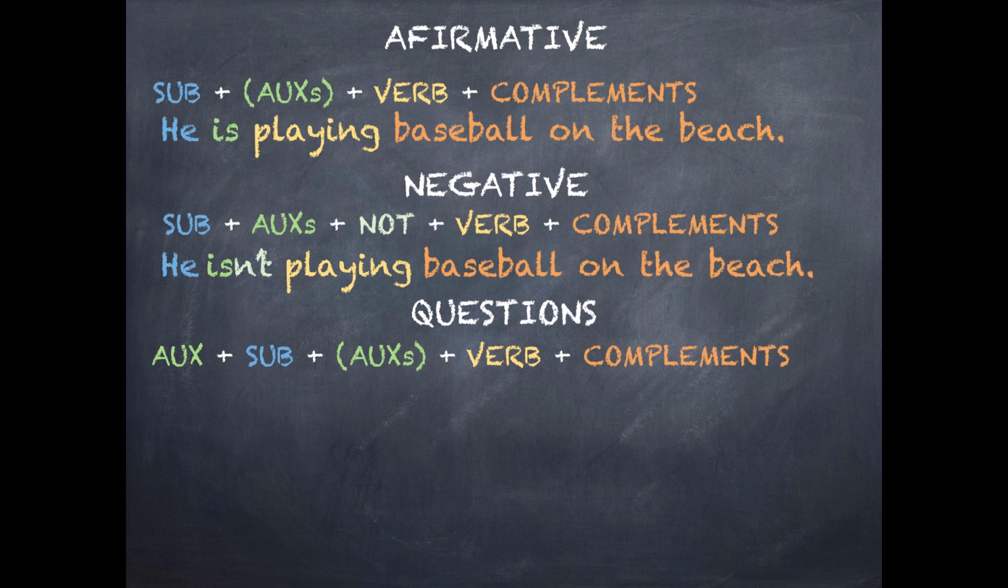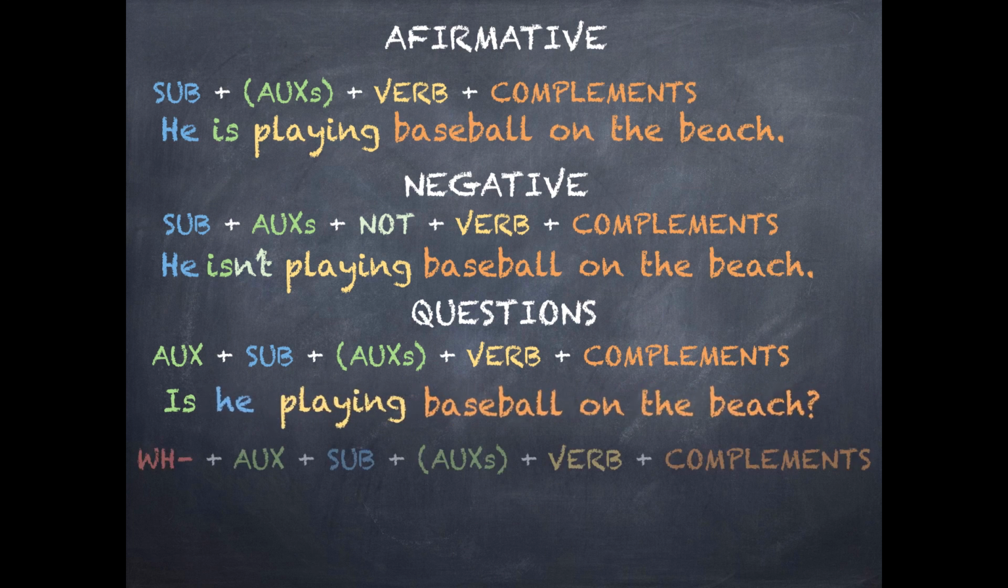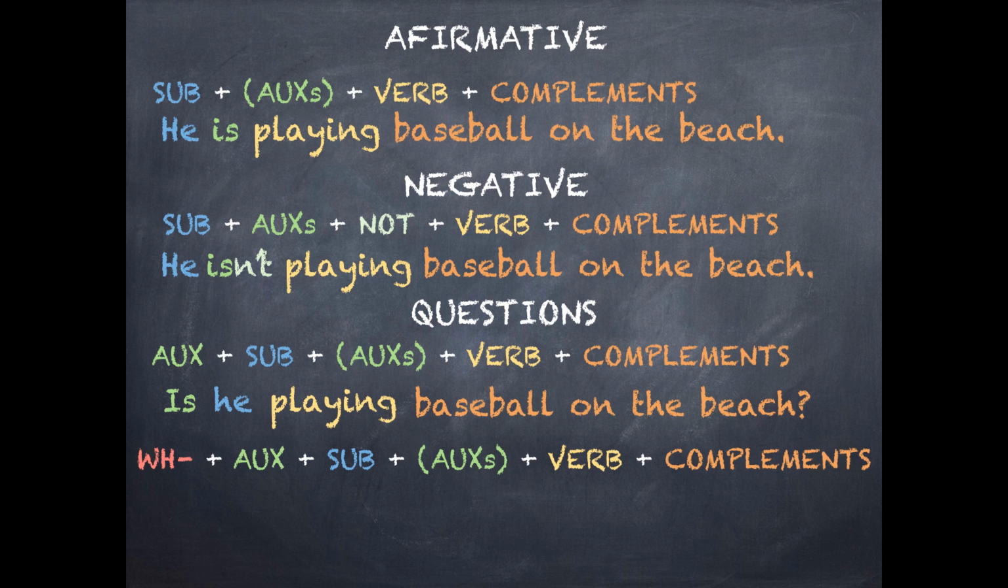The interrogative sentence in English requires a change in the position between the subject and the first auxiliary verb, most of the time the only one. That's for creating questions. This is known as subject-auxiliary inversion. So, in questions, the auxiliary verb will be the first verbal form before the subject. When we don't know the information, we will use, for example, is he playing baseball on the beach? Is he playing baseball on the beach?